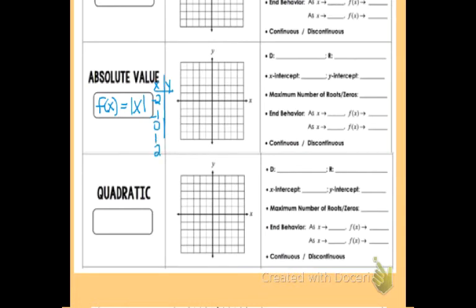We know that if we put -2 in, we'd get +2 out because absolute value makes it positive. Plug -1 in, we get 1, 0, 1 if we plug 1 in, and 2 if we plug 2 in. And so essentially that makes these points right here, and that vertex is at 0, 0. And we've got the characteristic V shape of an absolute value graph.